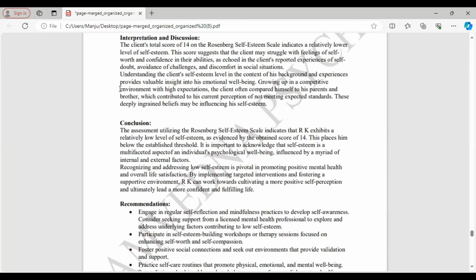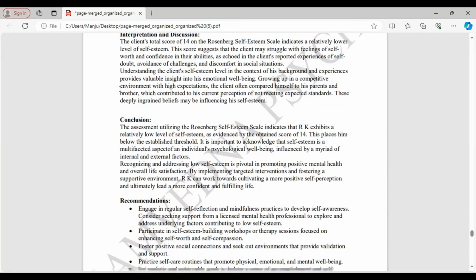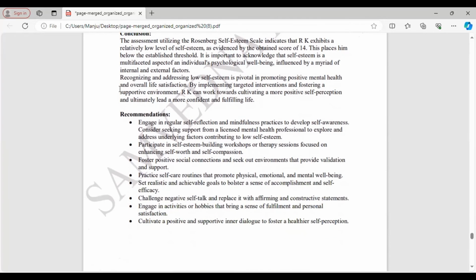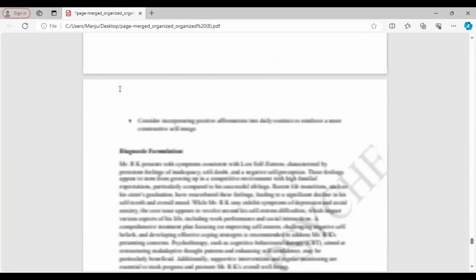Recognizing and addressing a low self esteem is pivotal in promoting positive mental health and overall life satisfaction. By implementing targeted interventions and fostering a supportive environment, RK can work towards cultivating a more positive self perception and ultimately lead a more confident and fulfilling life. Then we give some of the recommendations to the patient. You can just see them, I'm not going to read them out.